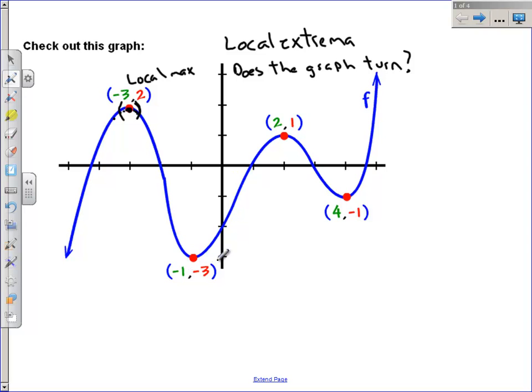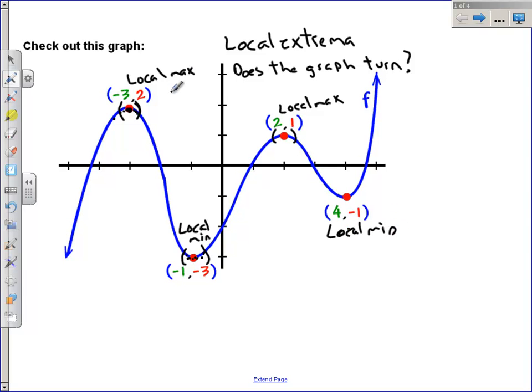And then the second point, negative 1, negative 3, is where the graph turned, and it created what's going to be called a local minimum. It's a local min because locally, or in this little neighborhood, there's not another dot that is lower than that. And then here is a local max, and then this last one is a local min.